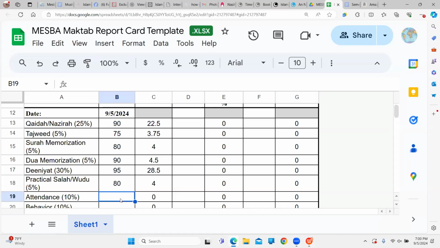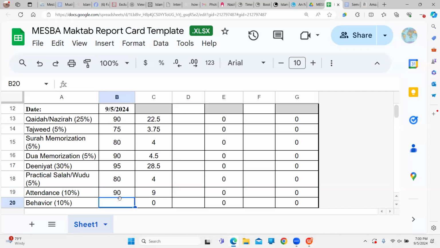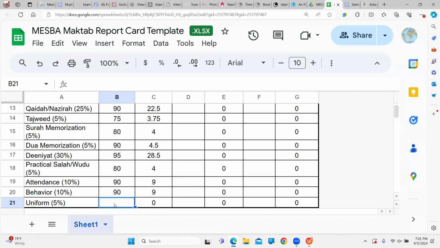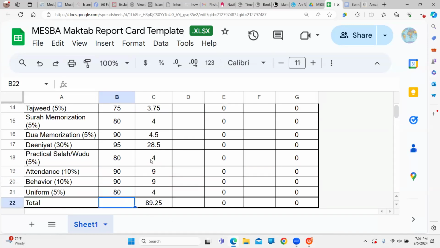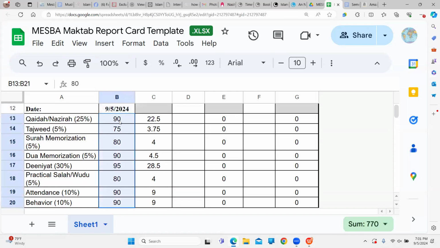Attendance. You have to check attendance every day. Attendance, let's say they got 90. Then we have behavior, let's say they have 90. Good student. Uniform, let's say you give them 80. Now the total is 89.25. So this is how we do the grading.